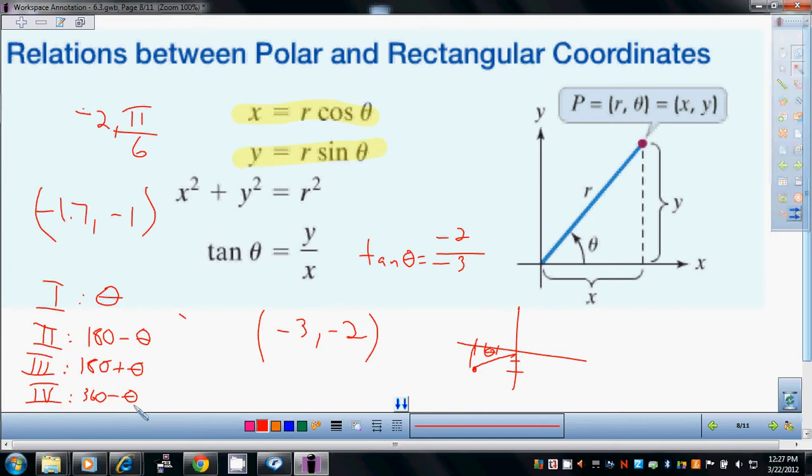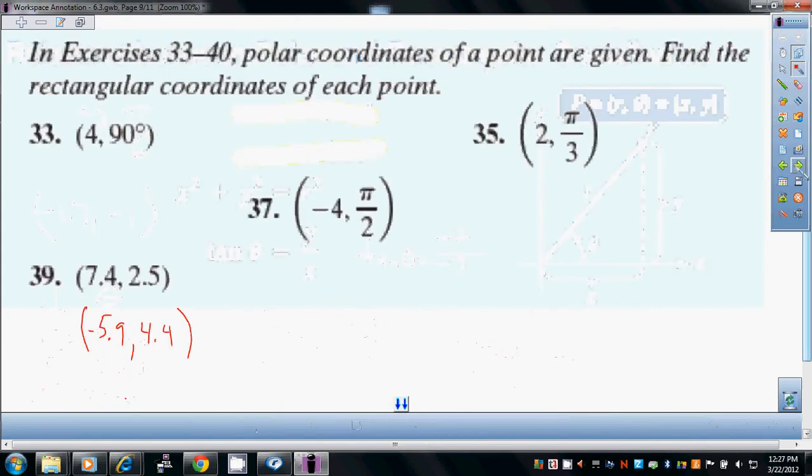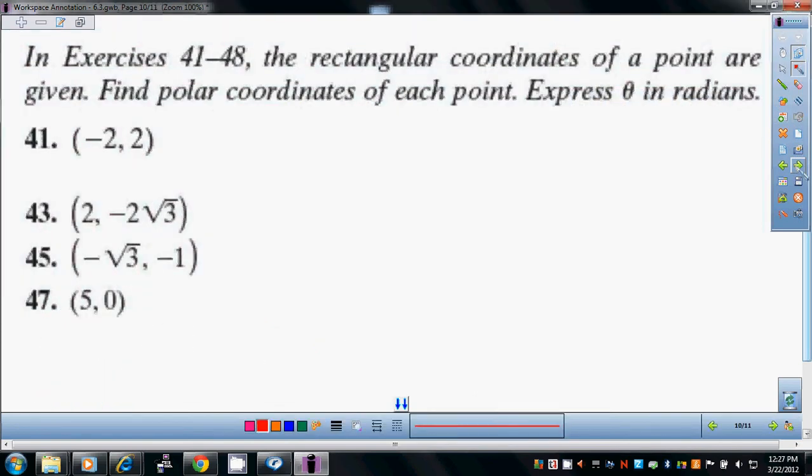Let's look at one. Somebody pick what looks to be the hardest one on that page. 43. Alright, to find the radius, you just do x squared plus y squared equals r squared. What's 2 squared? Now, if your calculator is an order of operations Nazi, please do not punch in negative 2 radical 3 squared, because it's going to give you a negative number. Just think about it. 2 squared is 4.